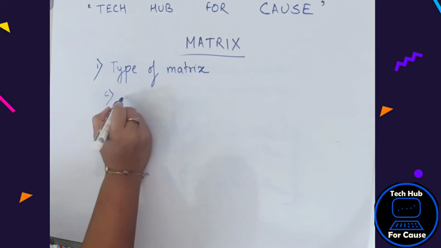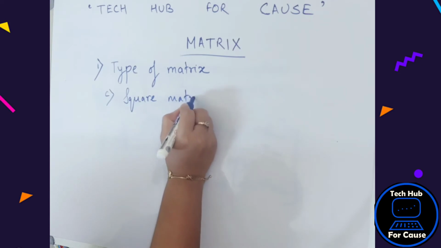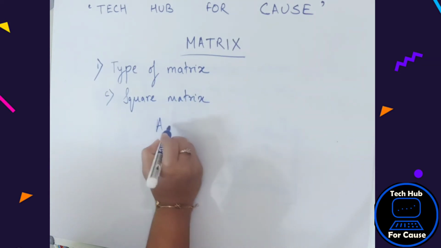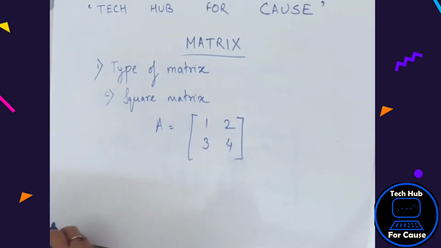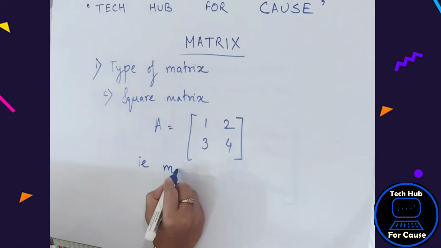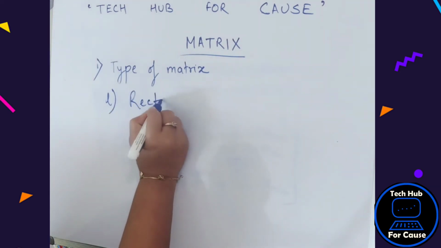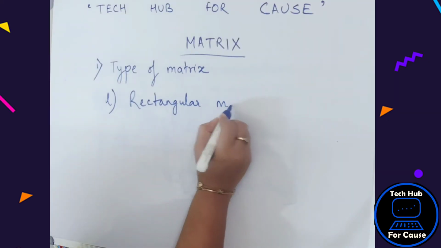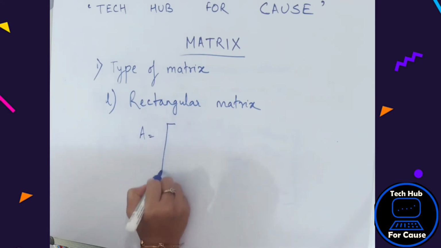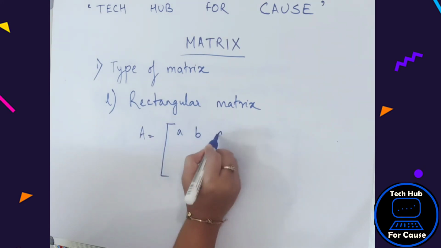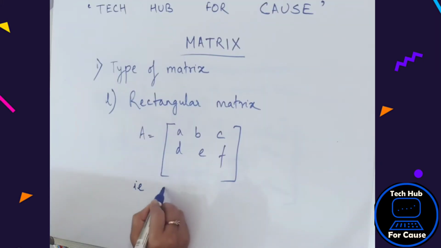The third type of matrix is the square matrix. When m and n are any value more than 1 and are equal to each other, then it leads to a square matrix. For example, A is a square matrix with m equal to n equal to 2. The fourth type of matrix is the rectangular matrix. When m and n are not equal to each other, then it leads to a rectangular matrix. For example, A is a rectangular matrix where m is equal to 2 while n is equal to 3.